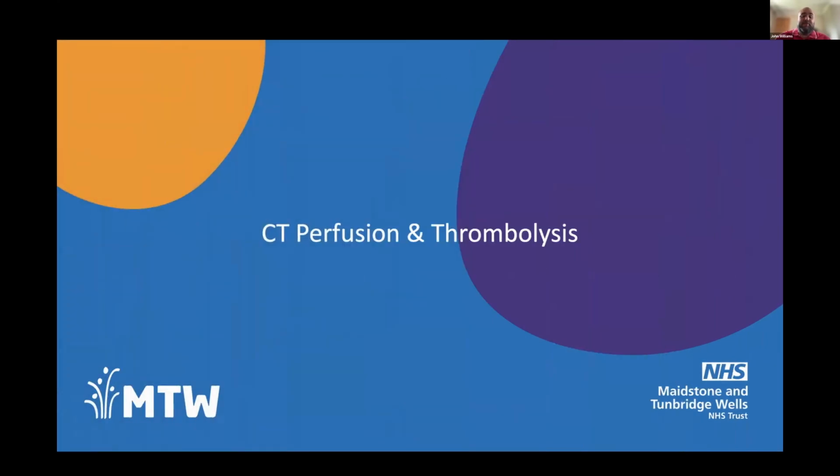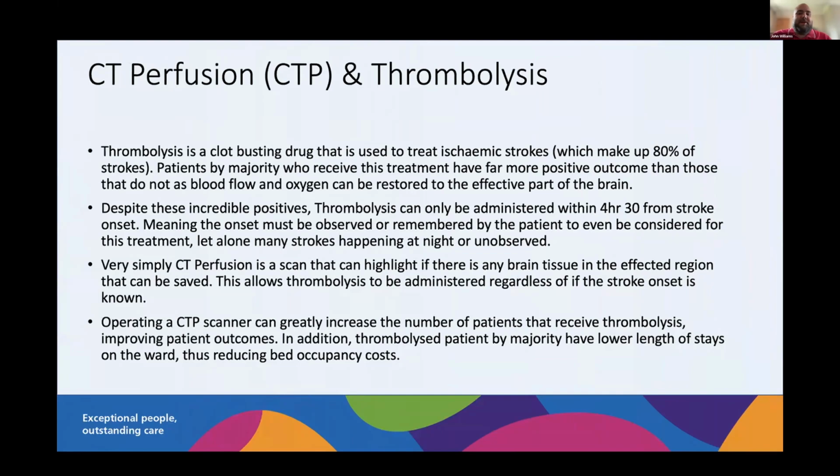So next I'll talk about CT perfusion, hard to say, which I'm going to call CTP for the rest of the time, and thrombolysis. So thrombolysis is a clot-busting drug that is used to treat ischemic strokes, which make up 80% of strokes. Patients who receive thrombolysis have far better outcomes on average than those who don't. This is very well known in the stroke world. And again, in this model, you just have to be remembering that if patients are having more thrombolysis, it is good. The model will be talking a lot about money rather than the outcomes, but both these things, the SDEC and thrombolysis, they are really, really good things if you have more people going through them.